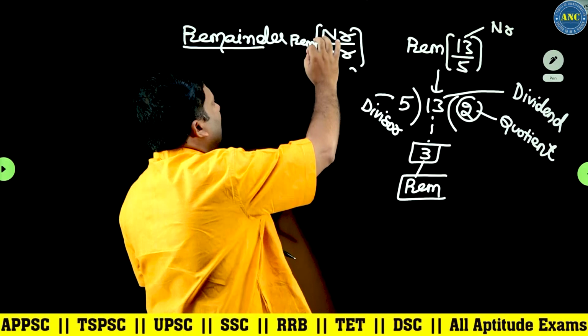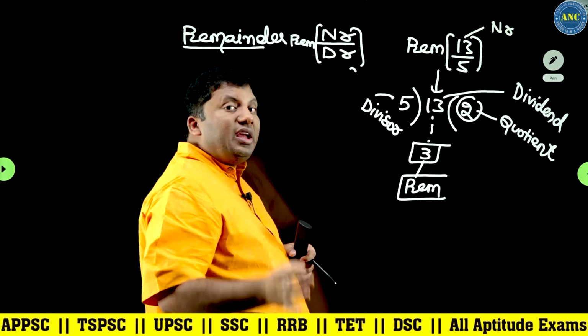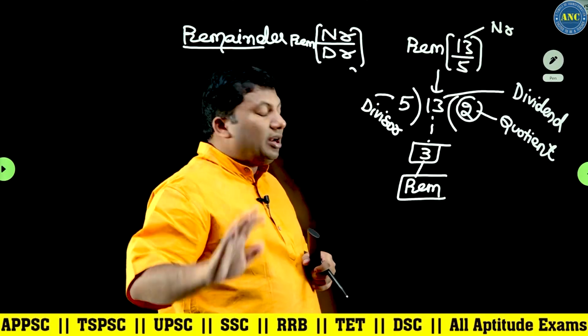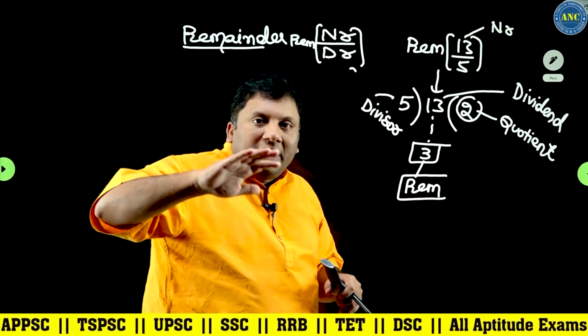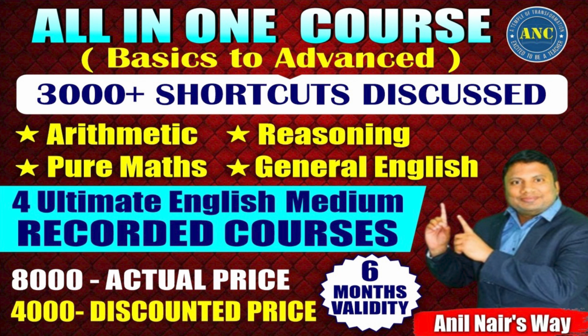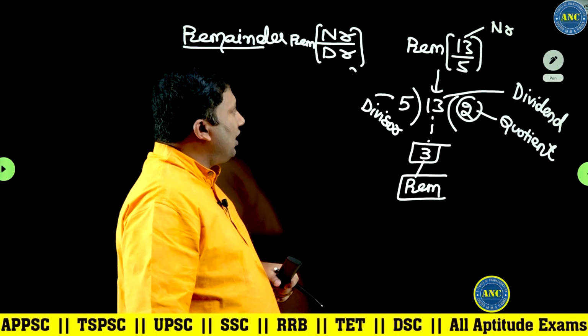What is the format? The dividend will be in the numerator. The divisor will be in the denominator. We will not write the quotient; it is hidden in all the questions. How many times is 5 dividing 13? 5 twos are 10, right? That 2 is something which we will hide. What is left over is called the remainder.